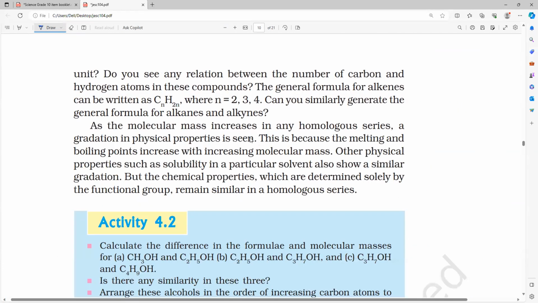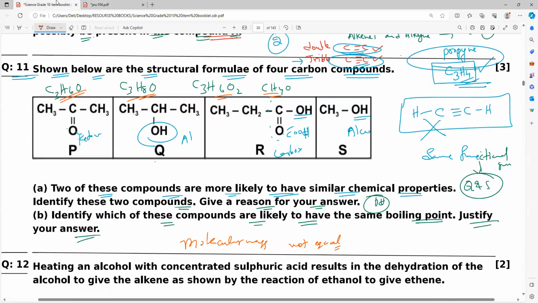As the molecular mass increases in any homologous series, a gradation in physical properties is seen. So you can notice it. Of course, we have alcohol here and alcohol here. The two are the same, but their boiling points and melting points are not equal because the molecular mass of this one and the molecular mass of this one are not equal.